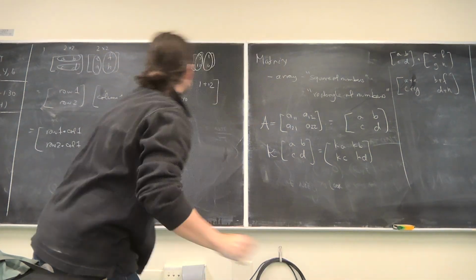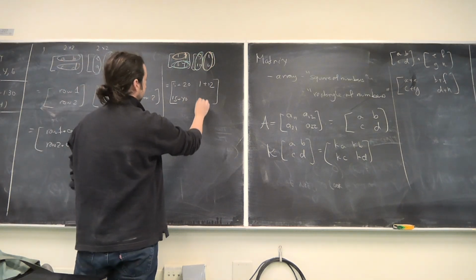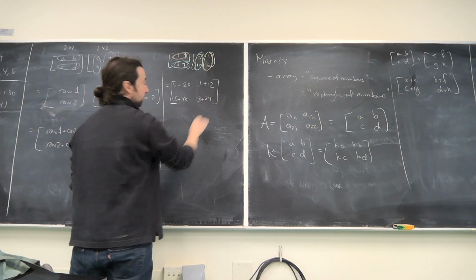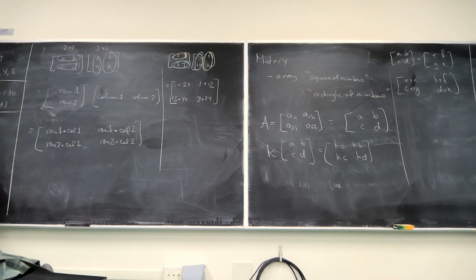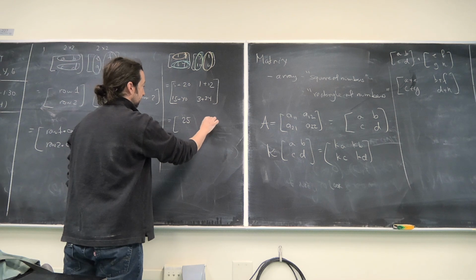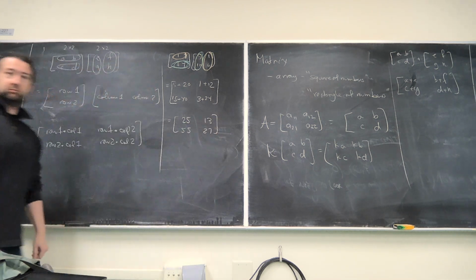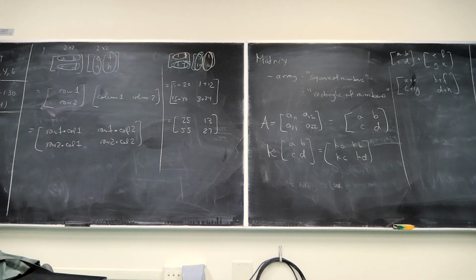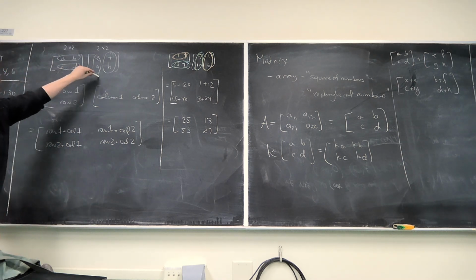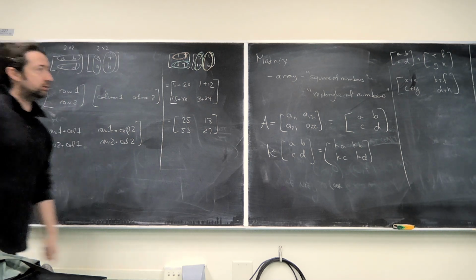And then finally, row 2 times column 2 gets us 3 plus 24. And so the result of that multiplication is 25, 13, 55, 27. Now in the same way that I did this for a 2 by 2 and a 2 by 2, anytime I have this dot product set up, I can produce a multiplication.